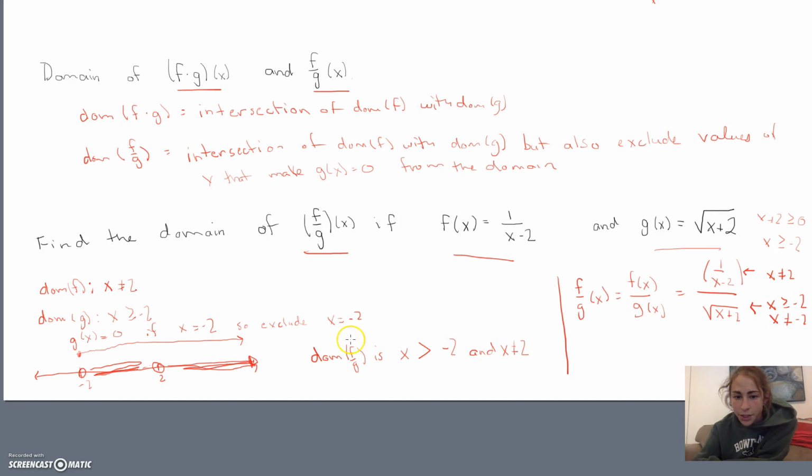So I put these three restrictions together, and I get this domain. And that's exactly what we're seeing here. We take the restriction from f, the restriction from g, and we make sure that g does not equal 0, and combine all those rules together to figure out the domain.